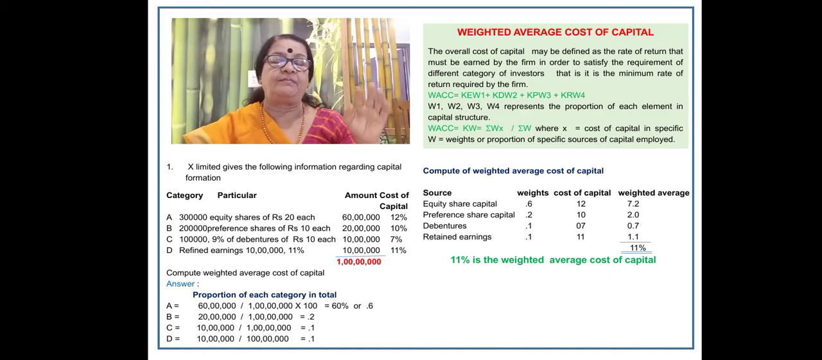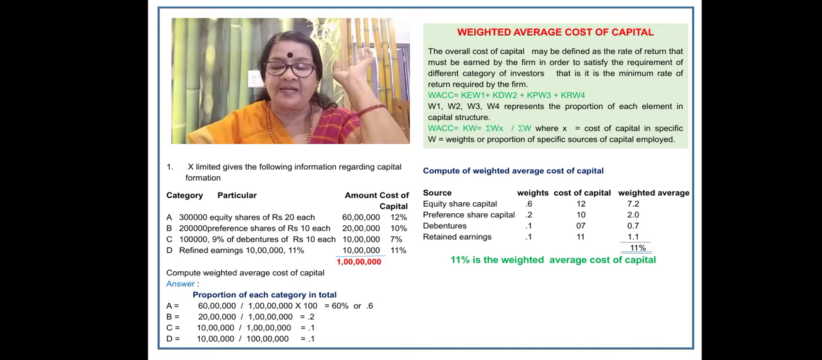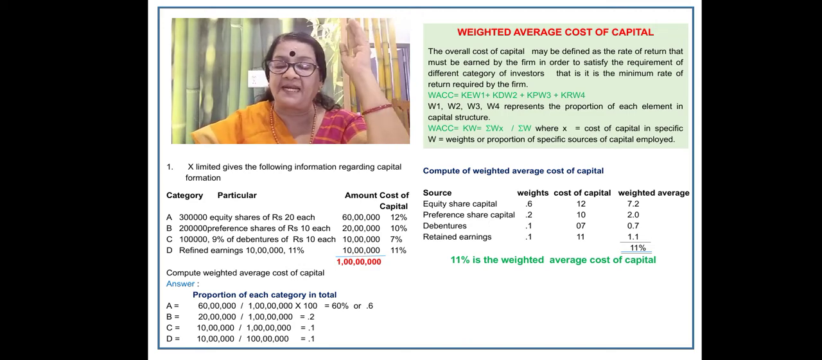And 20 lakh divided by 1 crore into 100, that is preference shares. Then 10 lakh divided by 1 crore into 100, that is debentures. And 10 lakh divided by 1 crore into 100, that is retained earnings. So we have found out the proportion. This proportion is taken as the weight assigned to different components of capital.